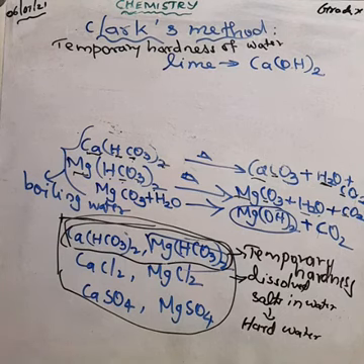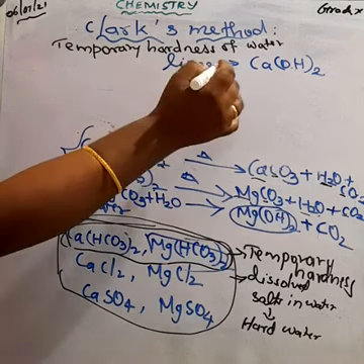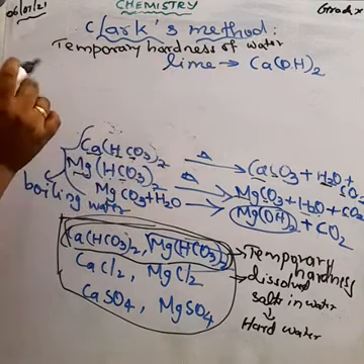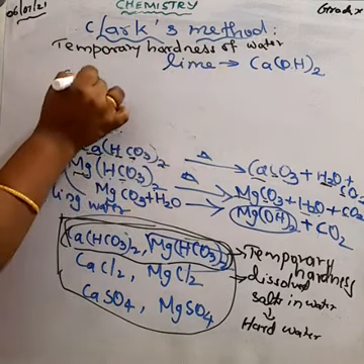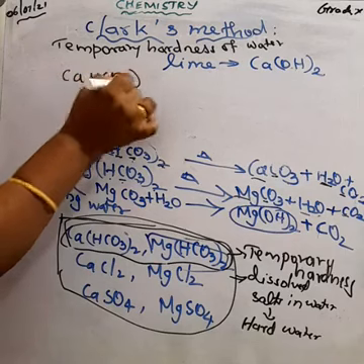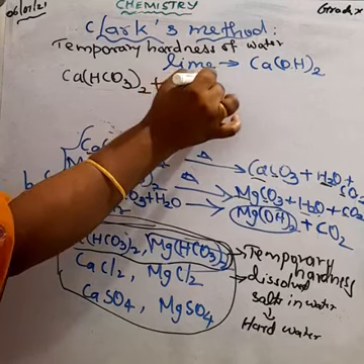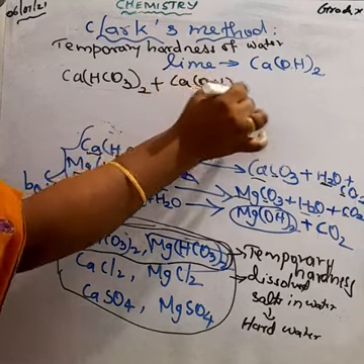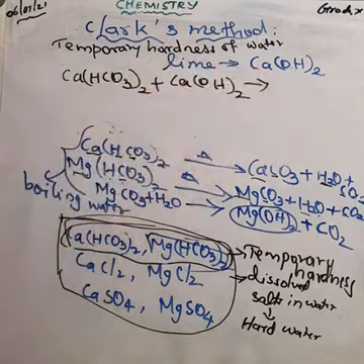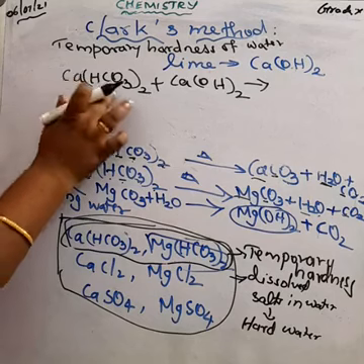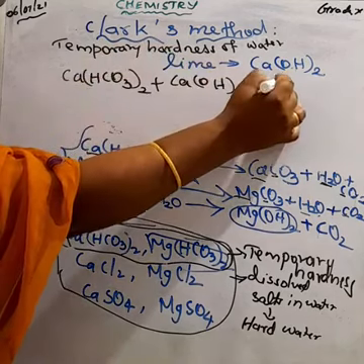So what is the formula for calcium bicarbonate? Ca(HCO3)2. When we are adding lime, what is the formula for lime? Ca(OH)2, calcium hydroxide. When we add calcium hydroxide to the calcium bicarbonate, we can precipitate the calcium carbonate, and we get soft water.